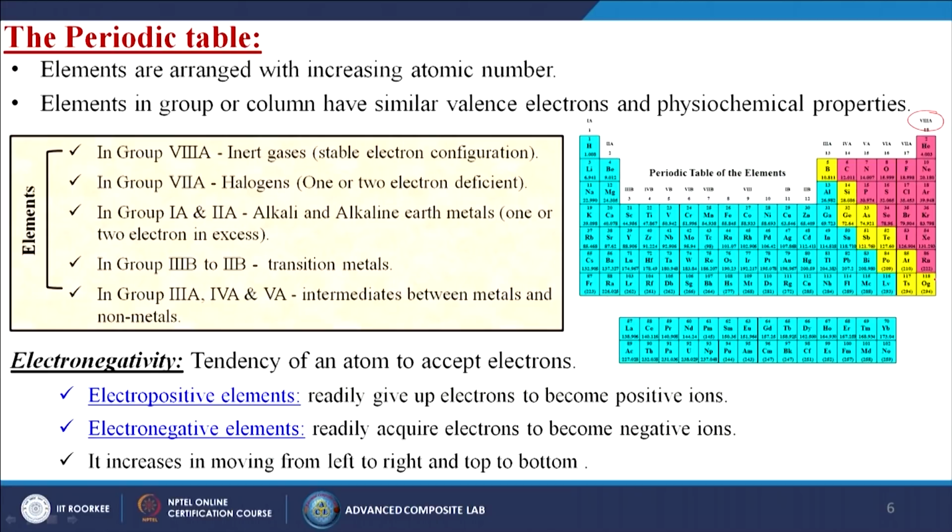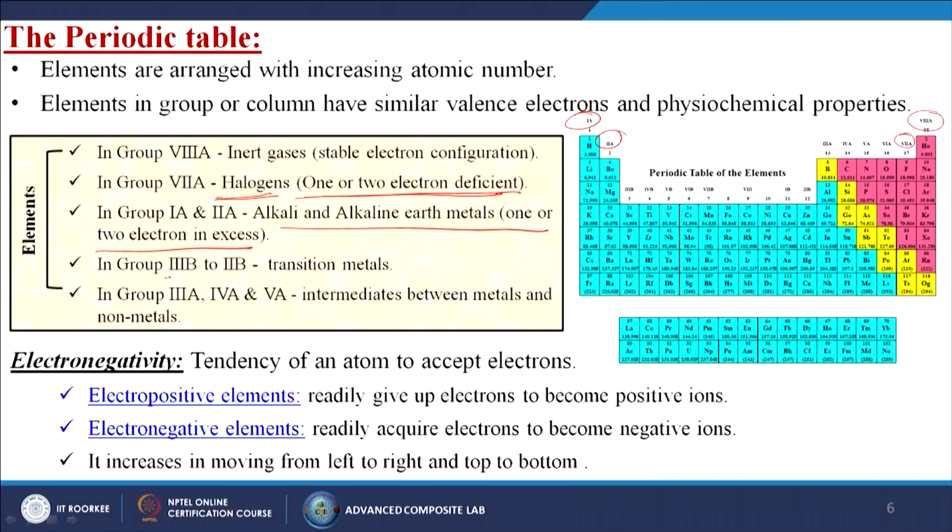So, in group 7A, here are the halogens, 1 or 2 electrons deficient, like fluorine, chlorine, bromine, iodine. In group 1A and 2A, alkali and alkaline earth metals, 1 or 2 electrons in excess, like hydrogen, lithium, sodium, potassium, like beryllium, magnesium, calcium and so on.